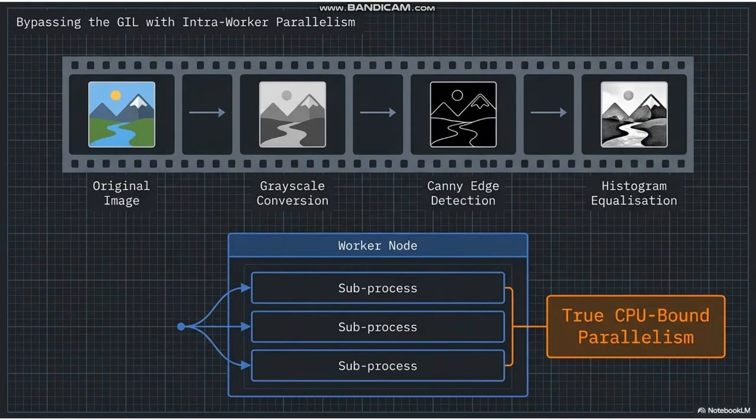Parallelism. To bypass the Python GIL limitation, we use multiprocessing. Each worker processes images in parallel using multiple CPU cores. The pipeline applies grayscale conversion, edge detection, and histogram equalization.